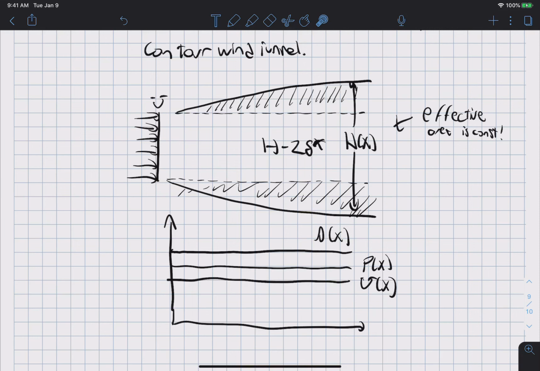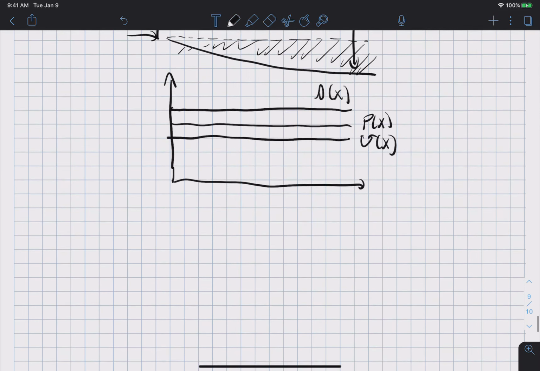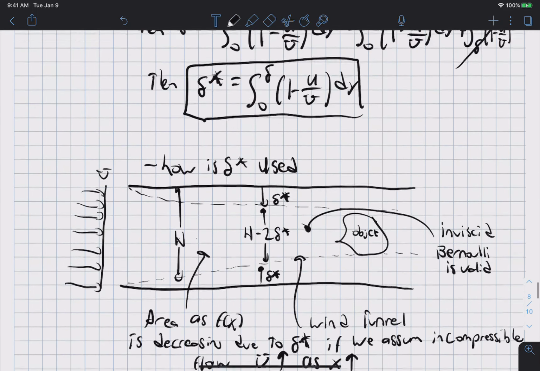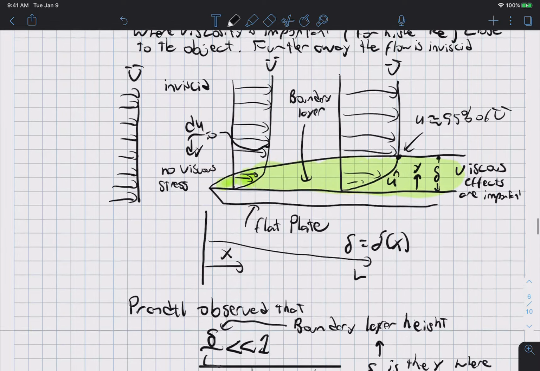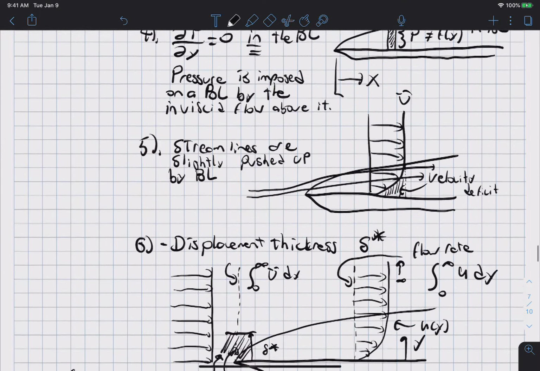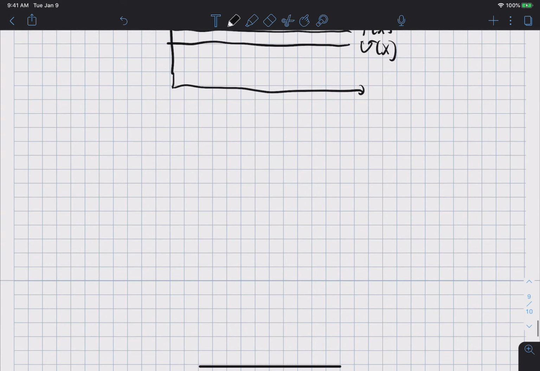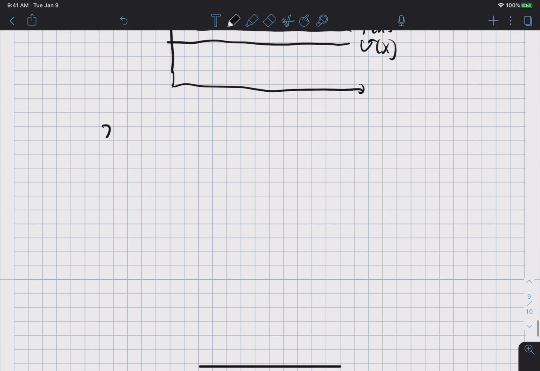Okay, and I believe that was 6. That was the long one. Okay, yeah. Sorry about that. So number 7 would be the momentum thickness. It's a similar concept to the displacement thickness, but for momentum. And I'm not going to derive that or go over that in much more detail.